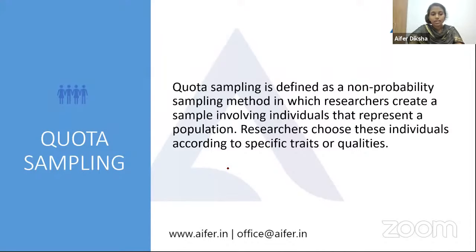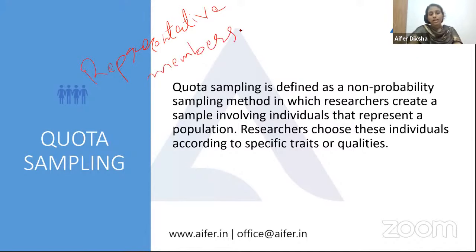Now we have the next one, that is quota sampling. Quota sampling is another non-probability sampling. In quota sampling, we will choose representative members. We must remember that term. Our samples will be representative members of a population. We will not choose everybody.